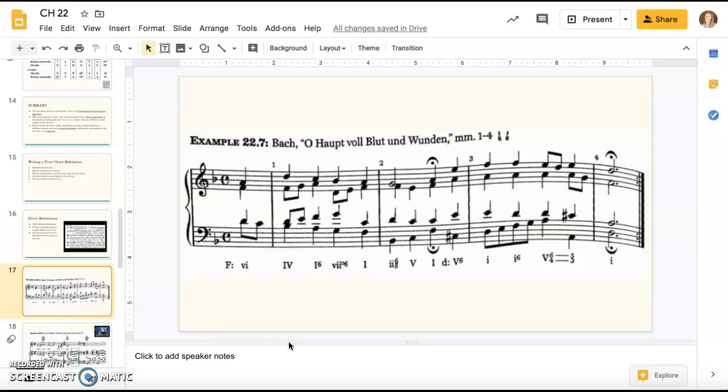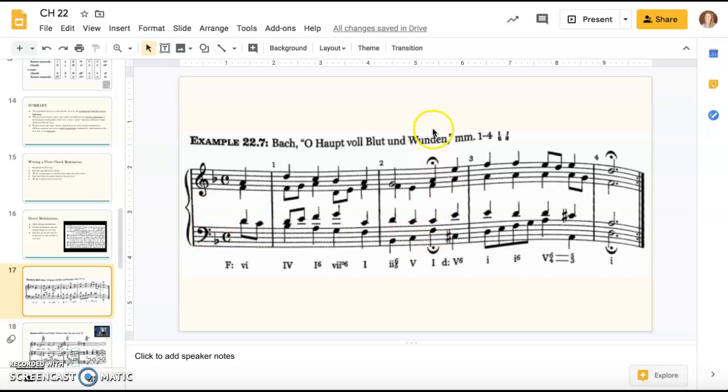So here we have an example of a direct modulation. It's a little tricky to see, but there's our second key right here, D minor. So we start in F major, and then a cadence. Right after the cadence, we're in a new key. So remember, D minor and F major are relative minor and major. They have the same key signature. So we don't have to worry about this over here.